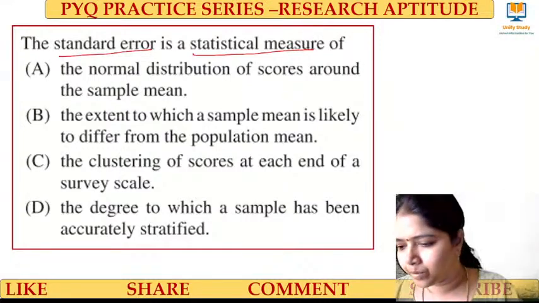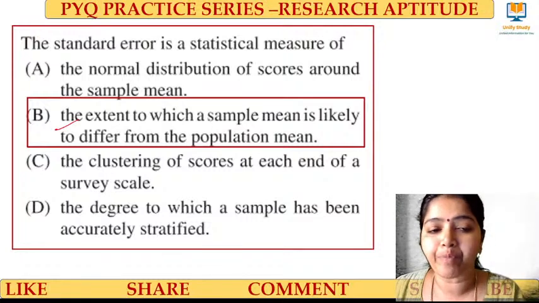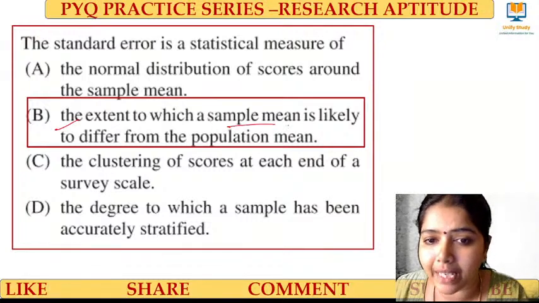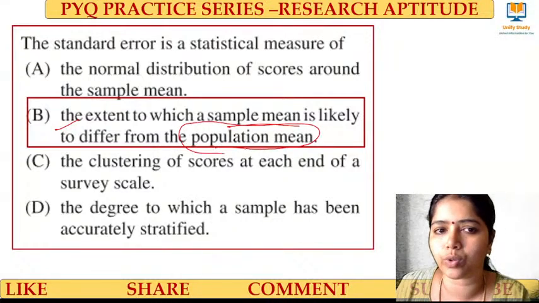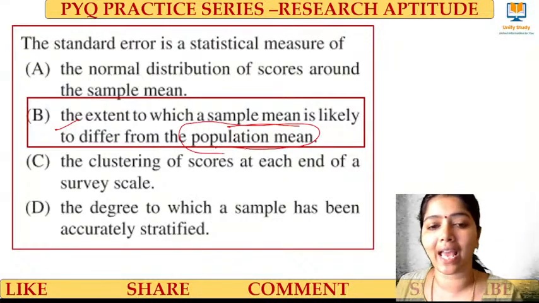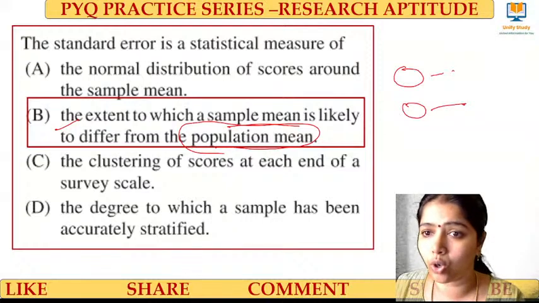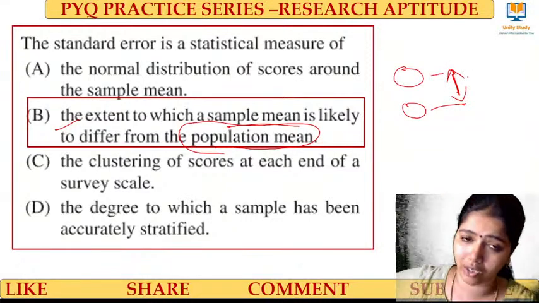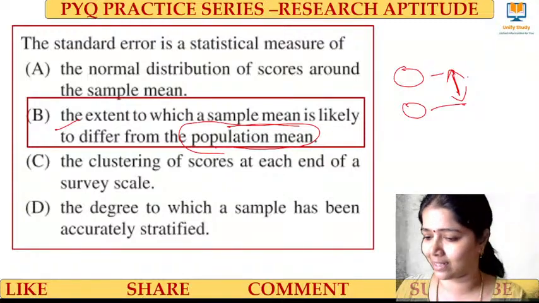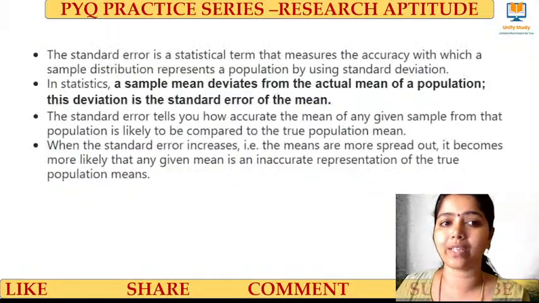Okay. Now we'll go for the answer. The right answer is option B. The extent to which a sample mean is likely to differ from the population mean. That we call what? The error. The whole population mean will be 1 and the sample mean will be 1. So how is it differing? When there is a large difference, then there is an error in that observation. And that we call the standard error.